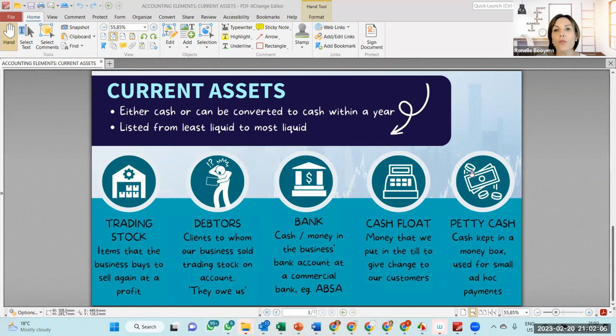And if we take from left to right, you will see that cash are already cash accounts. The names are already telling us that it is money, cash. The first two, we still need to convert to cash. So let's quickly have a look. The least liquid of them all is trading stock.